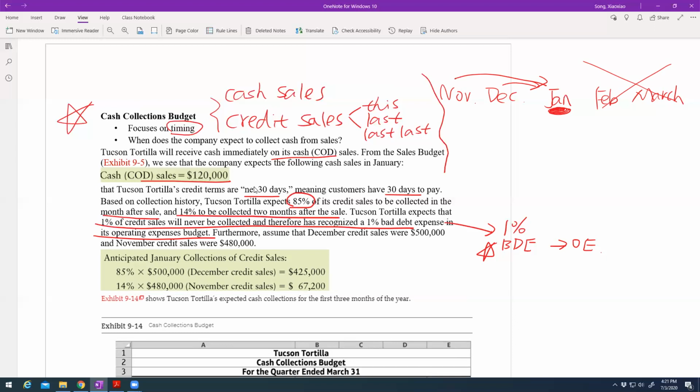So for November, you made sales, some money may not be collected, you collect it in January. December sales, some will be collected in January. January sales, some will be collected in January. So think about this, it is very important.